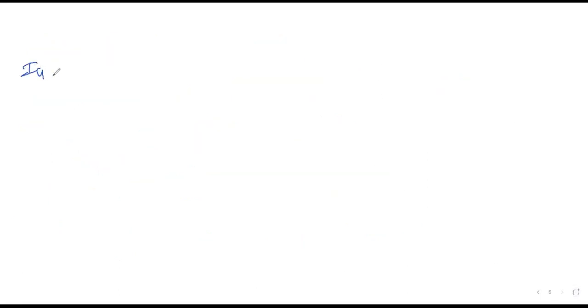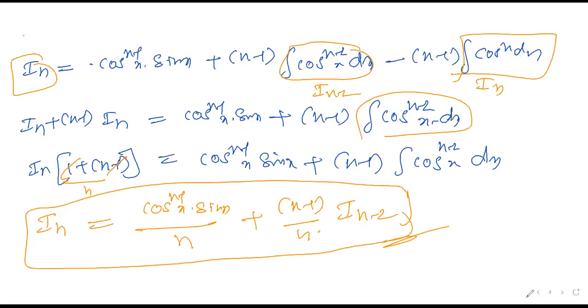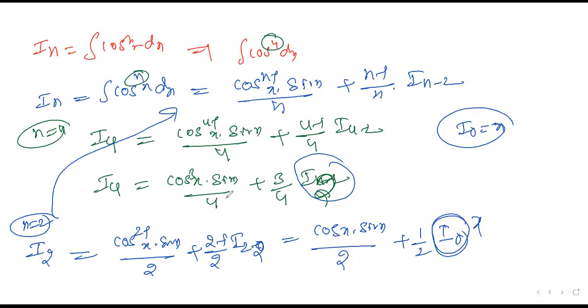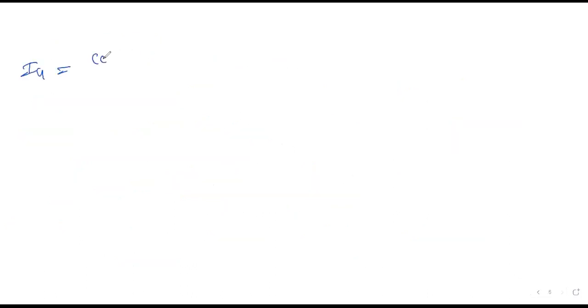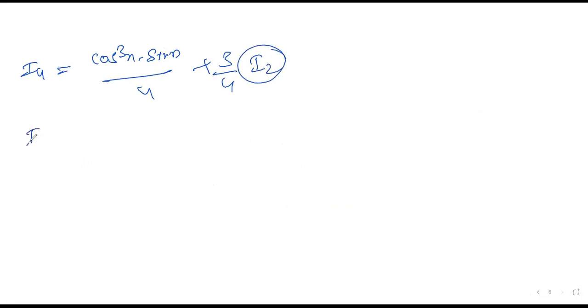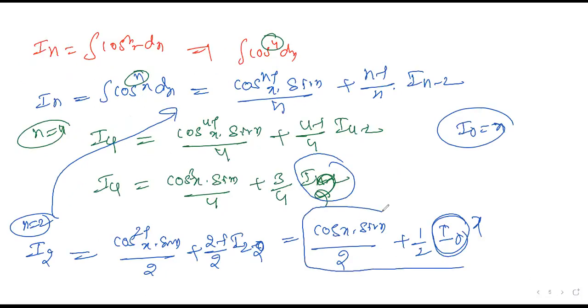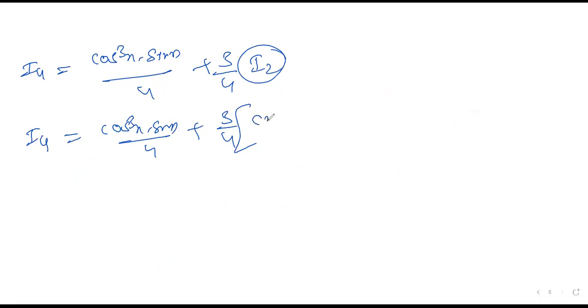I_4 is equal to what is the answer here? I_4 is equal to cos cube x sin x by 4 plus 3 by 4 into I_2. Just now you got the I_2 value. So I_4 is equal to cos cube x into sin x by 4 plus 3 by 4 into what's the value of I_2 you got? Sin x cos x by 2 plus x by 2. If you simplify the answer, it is the final answer. I'm writing it right now.